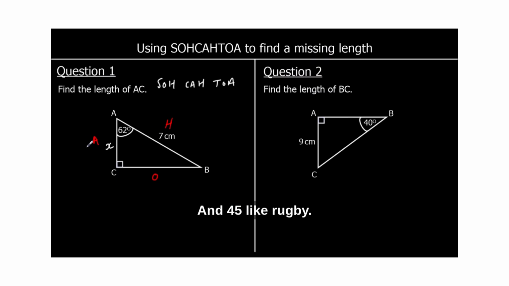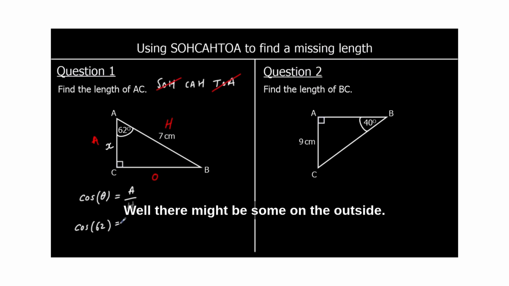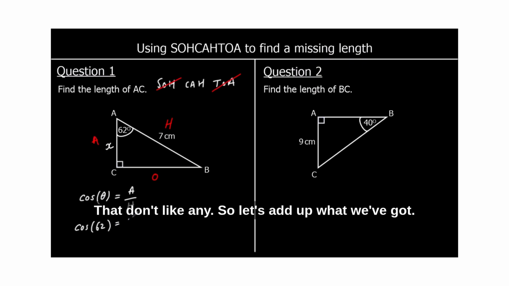And we want A and H. A and H are in the question. O's not in the question. So it's CA. So that means that cos with the angle equals A over H. So let's substitute in. The angle is 62. So cos 62 equals A, which is X, over H, which is 7.